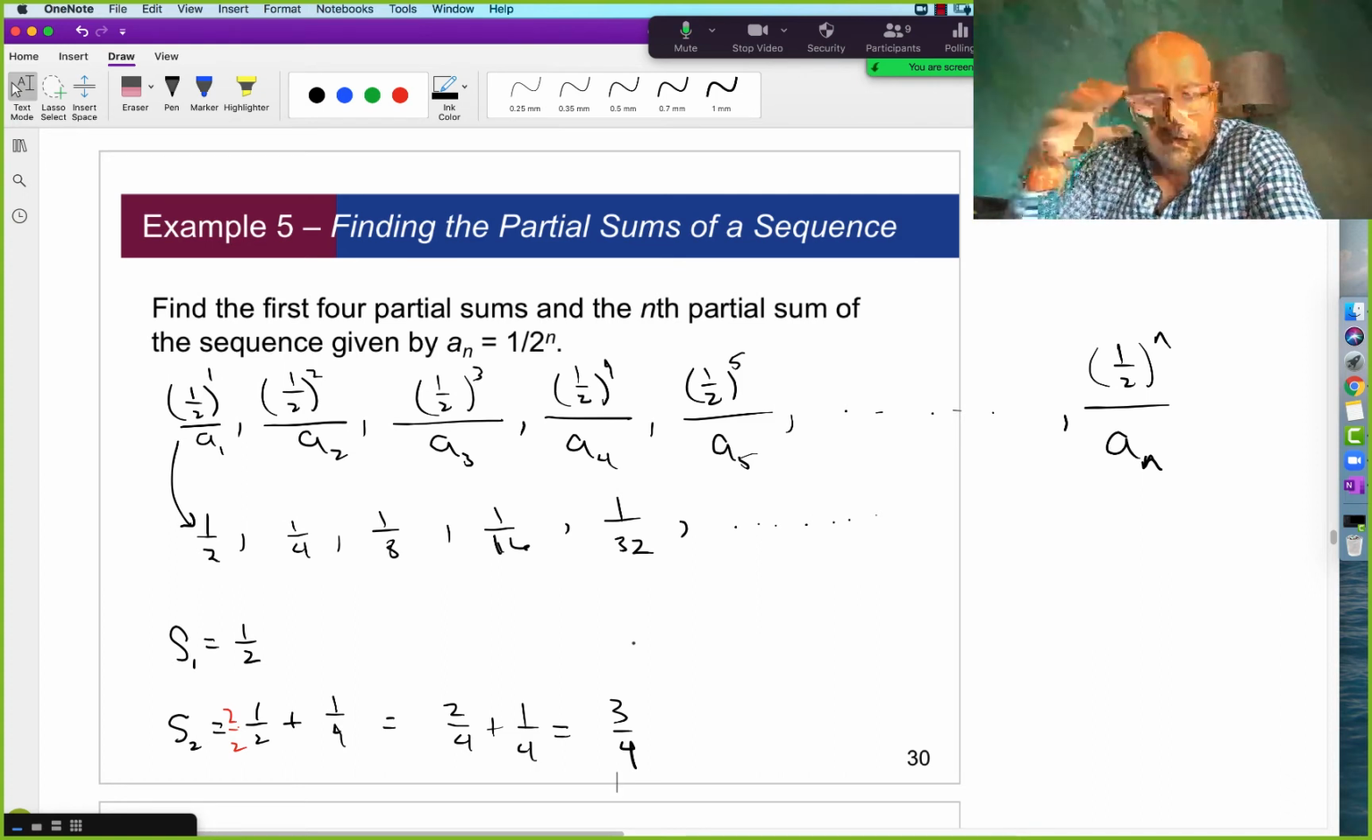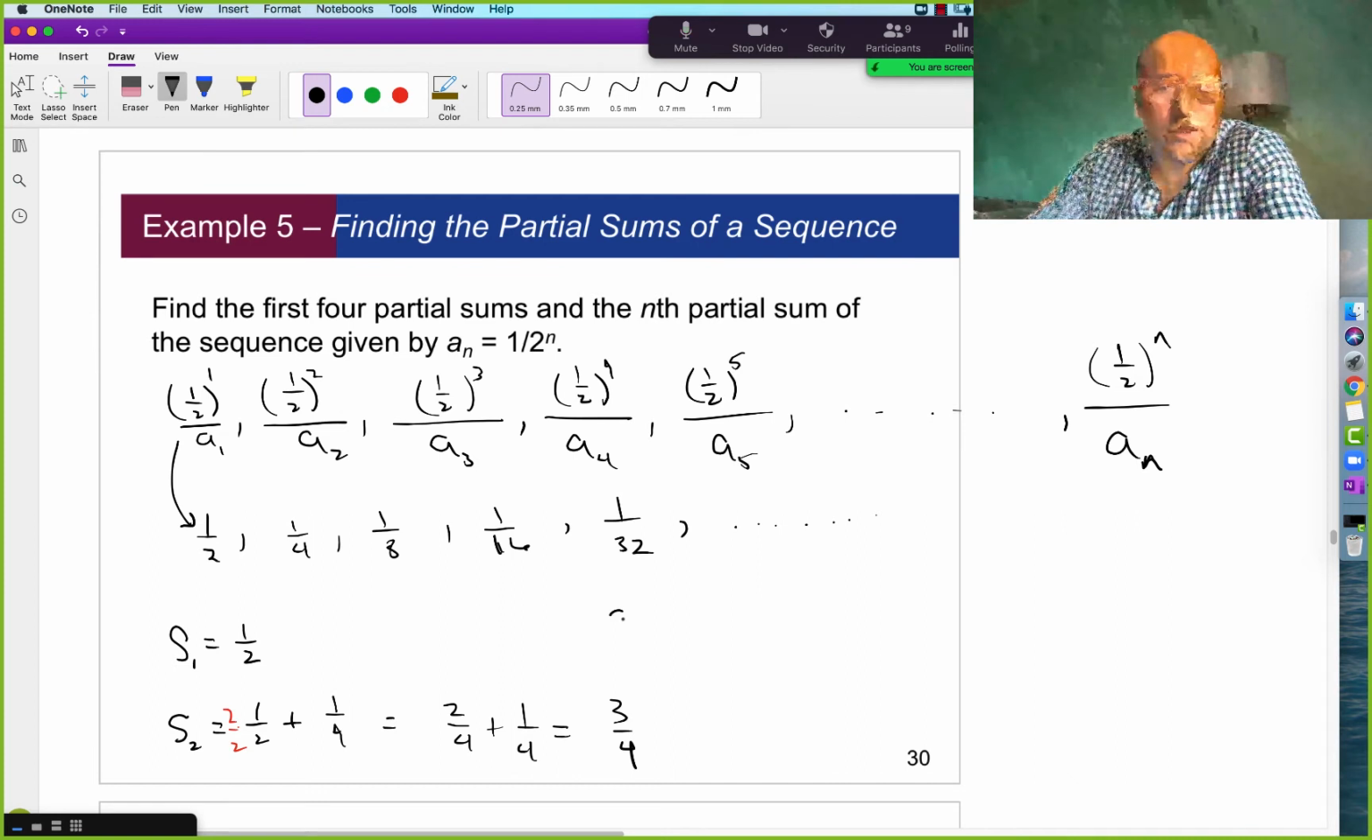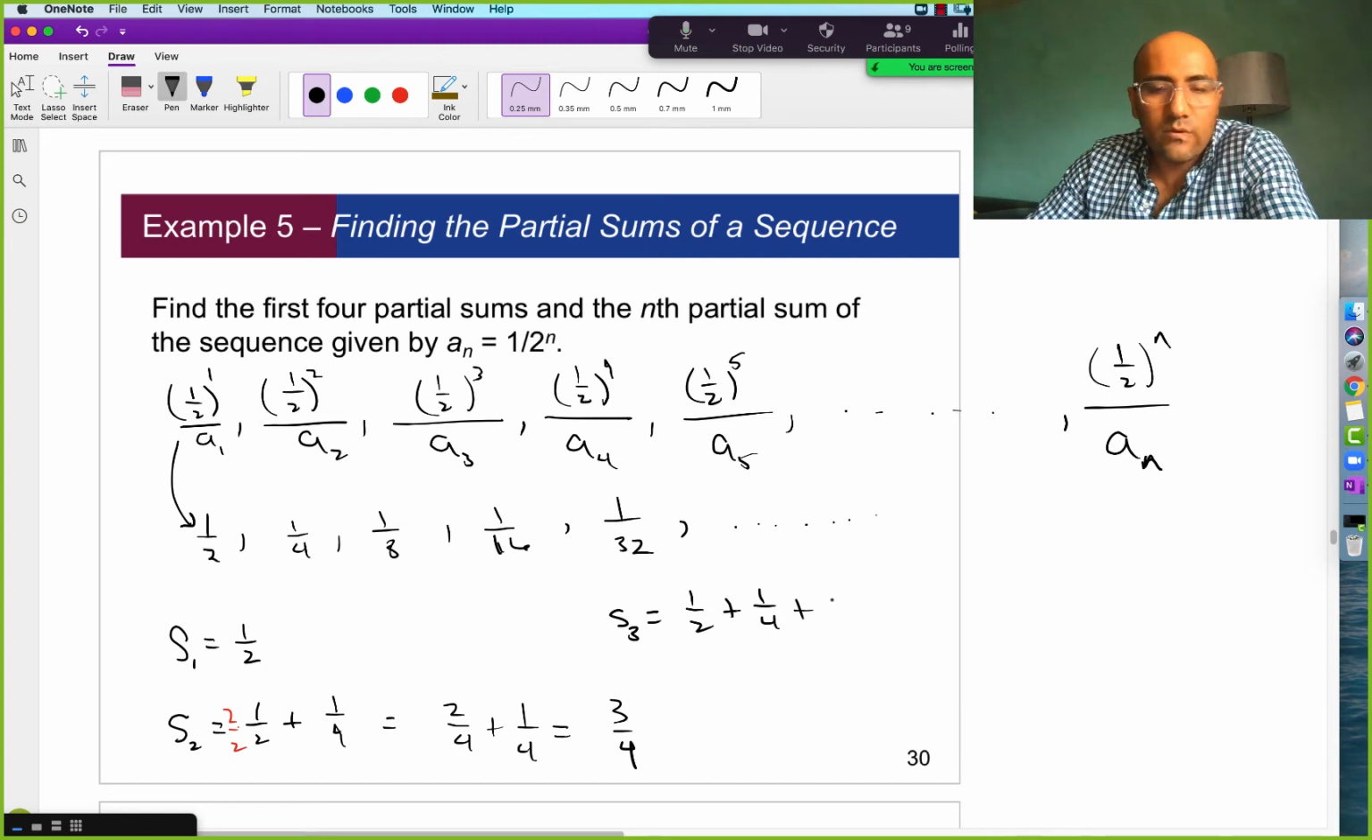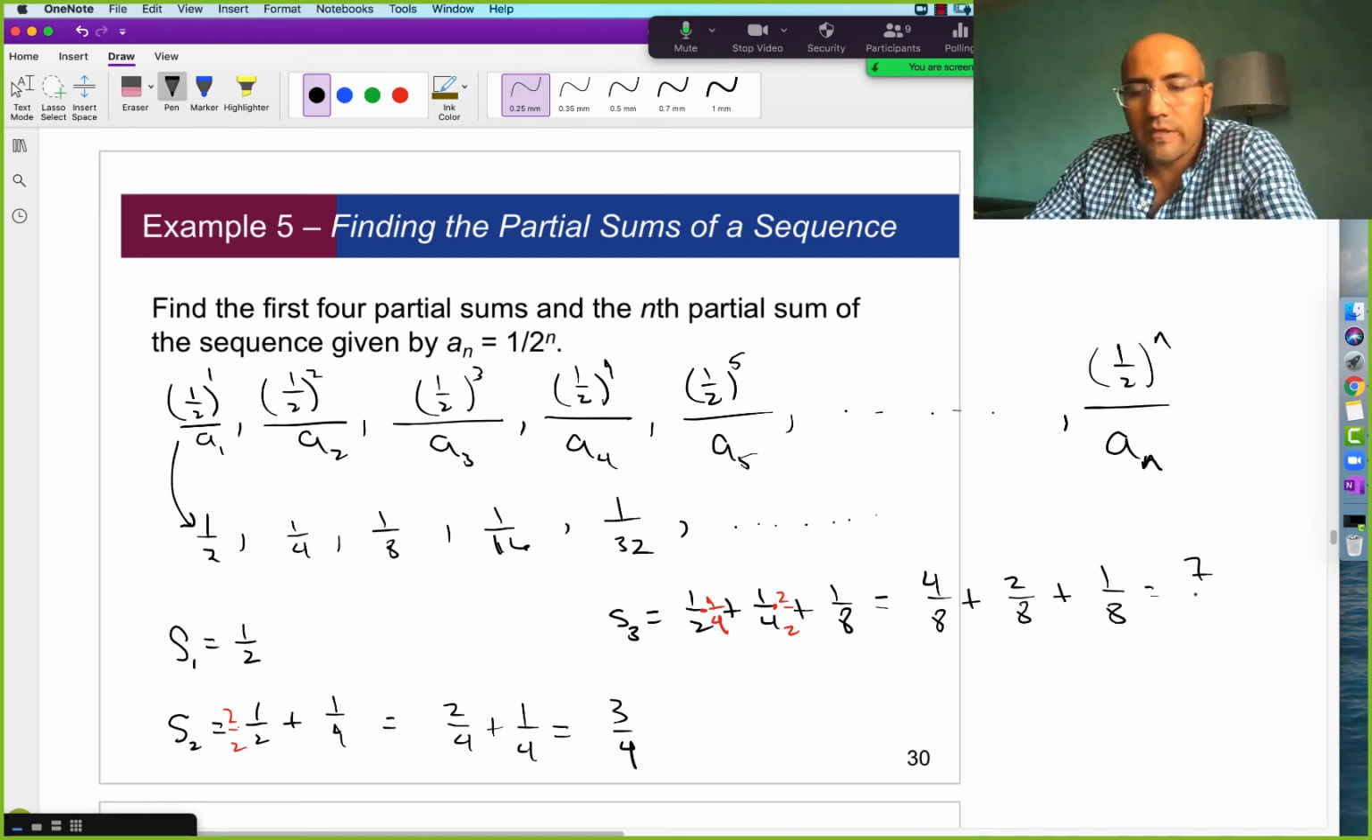The third one on my list is going to be equal to s sub 3 is equal to 1/2 plus 1/4 plus 1/8. Common denominator is going to be that 8, so let's multiply this by 2 over 2, multiply this by 4 over 4, and we will end up with 4 over 8 plus 2 over 8 plus 1 over 8, which then gives me 7 over 8.